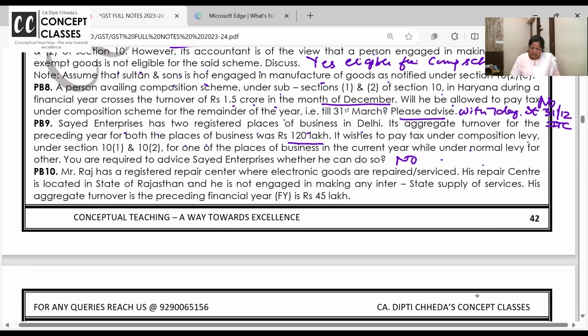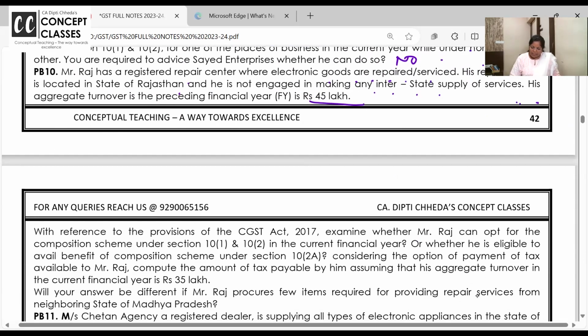Raj has registered repair center where electronic goods are repaired. His repair center is located in Rajasthan and he's not engaged in making any interstate supply. His aggregate turnover is 45 lakhs. Okay. So I hope you remember that those who are only in services, he's a service center repairing, up to 50 lakhs of the turnover, they can go. Okay. Right. But story continues.